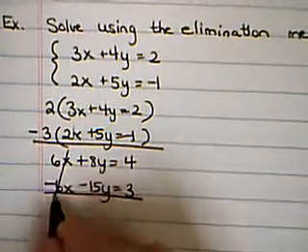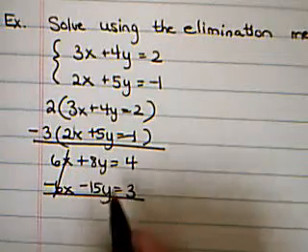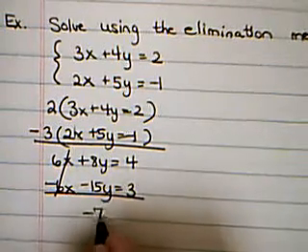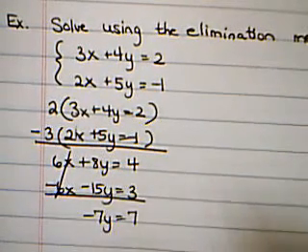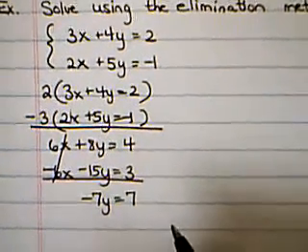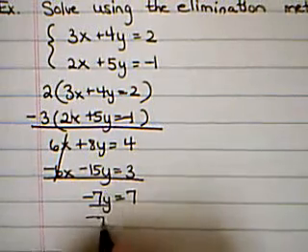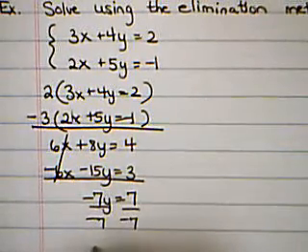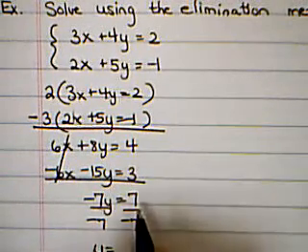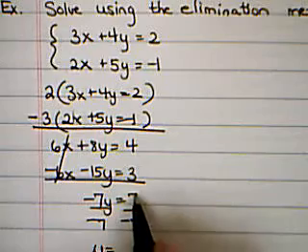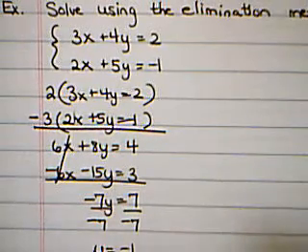So my 6x's cancel. I have 8y minus 15y, which is going to give negative 7y equals positive 7. Divide both sides by negative 7. No matter which way you solve this, or which variable you eliminated first, y is going to end up being negative 1.